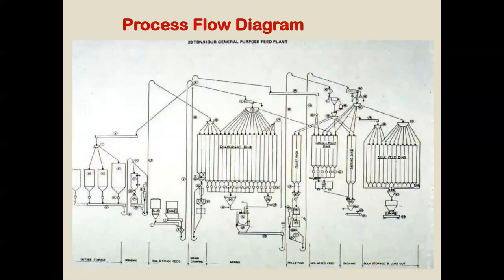So this is the flow diagram of the process, how that feed is being produced, how a commercial unit has been established, and how it works. So you should go through this carefully, and different labeling and serial numbers are there. So you go through that diagram, how it works.